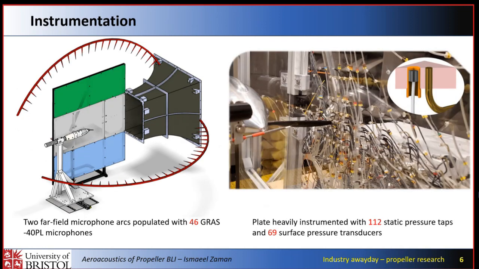In terms of instrumentation, we split into far field and near field. In the far field, we have our two far field microphone arcs filled with brass microphones. And in the near field, we have our heavily instrumented plate. Here is the flat plate configuration, where we have both static pressure taps and surface pressure transducers. This can help characterize the development of the boundary layer as well as the effect of the propeller on that boundary layer.